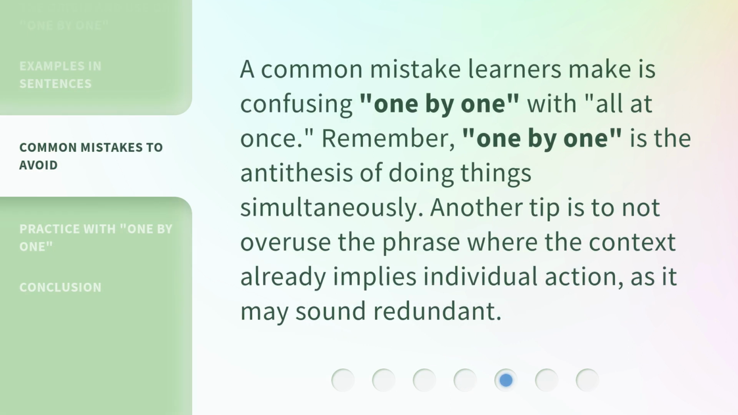A common mistake learners make is confusing one by one with all at once. Remember, one by one is the antithesis of doing things simultaneously. Another tip is to not overuse the phrase where the context already implies individual action, as it may sound redundant.